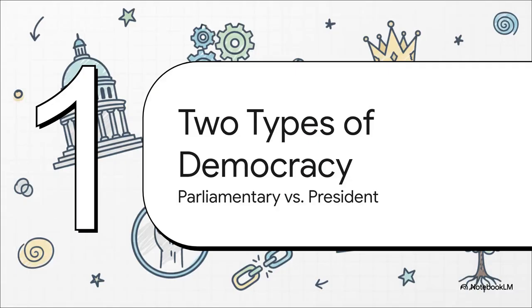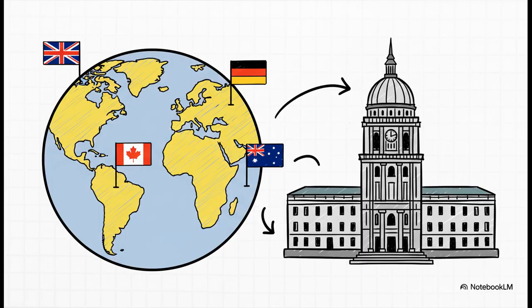So let's zoom in on these democracies. They all agree that citizens should hold the power, but they mostly come in two main flavors, parliamentary and presidential. The key difference is the relationship between the people who make the laws and the top leader. We'll start with the most common model you'll find on the planet. I mean, from the UK and Germany to Canada and Australia, the parliamentary system is the go-to structure for a whole lot of the world's democracies.